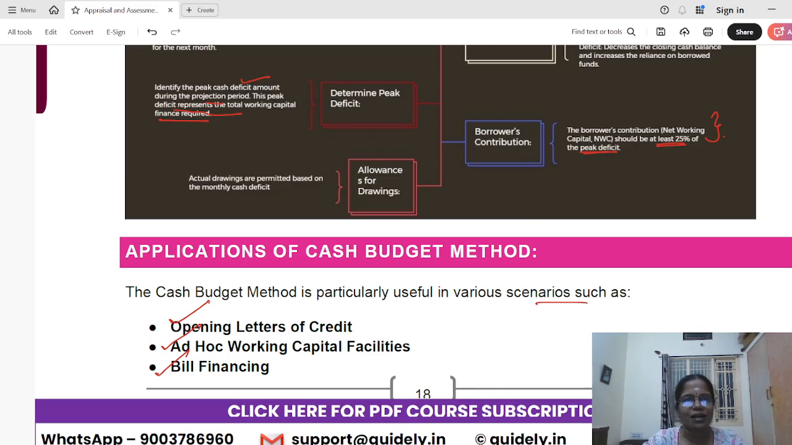So ad hoc working capital finance is nothing but, what we can say, as per the RBI circular, appropriately price each of the two components of the working capital finance, taking into account the impact of such accounts on their cash and liquidity management. Cash and liquidity management இது பண்றது, இது ad hoc working capital finance.